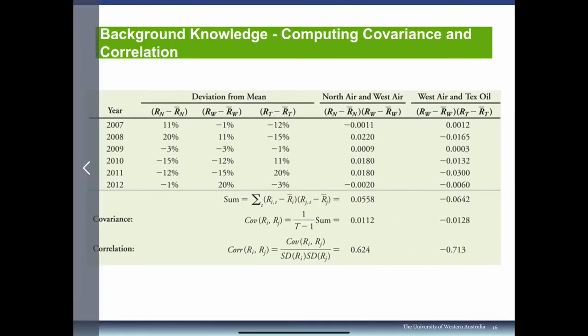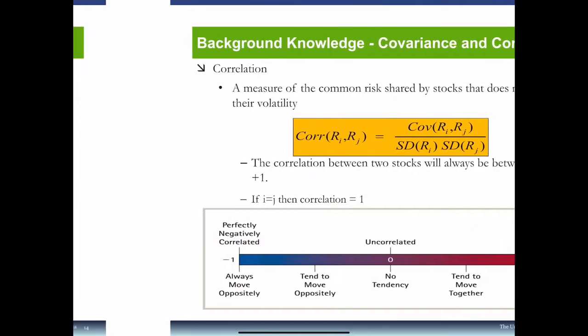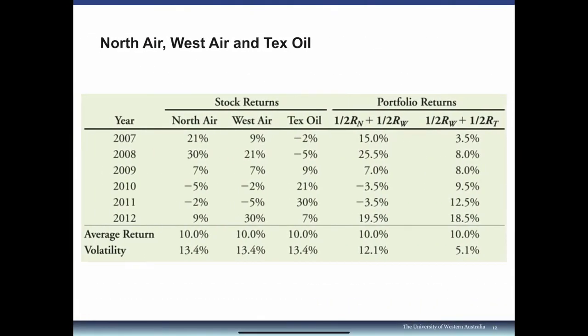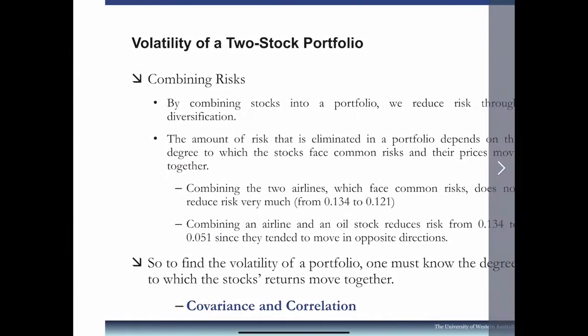So you can think about that's one of the reasons why, when you form up the portfolio, the second portfolio has a lower volatility than the first one. It's because the West Air and Texas Oil tend to move in the opposite direction. Which means that it gives you a hint to form a portfolio by choosing stocks that do not co-move together, right? It gives you a vague idea. We're getting there, right?